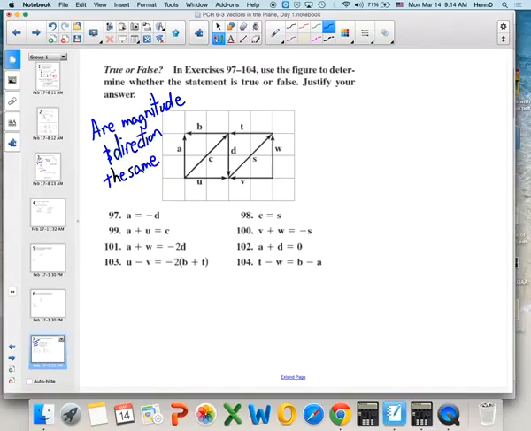Alright, so not terribly difficult stuff for your practice, but it's important that you get this stuff down right from the get-go. So take some time and work on those.